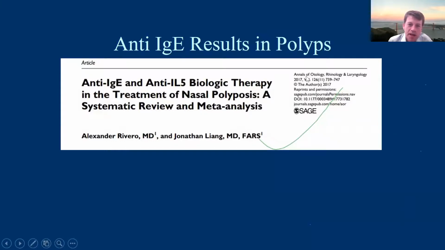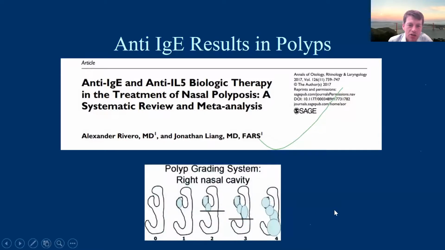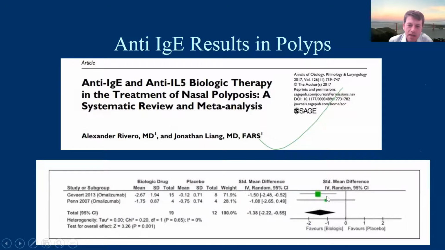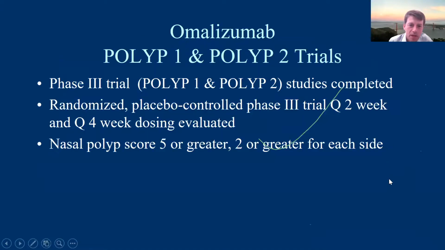This is a meta-analysis. It's a little dated now, from 2017, looking at some of these treatments in polyps. This is specifically for omalizumab, the anti-IgE treatment, and again uses our same polyp grading system. You can see that when they looked at 3 studies, all very small, when they combined those, they were approaching but not quite achieving statistical significance in terms of improvement with the biologic therapy. One of these included patients without asthma, so when they took that group out, then they did have statistically significant improvements.